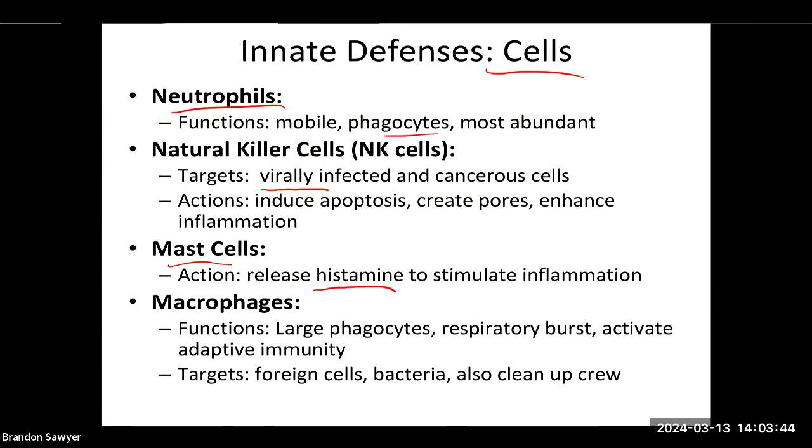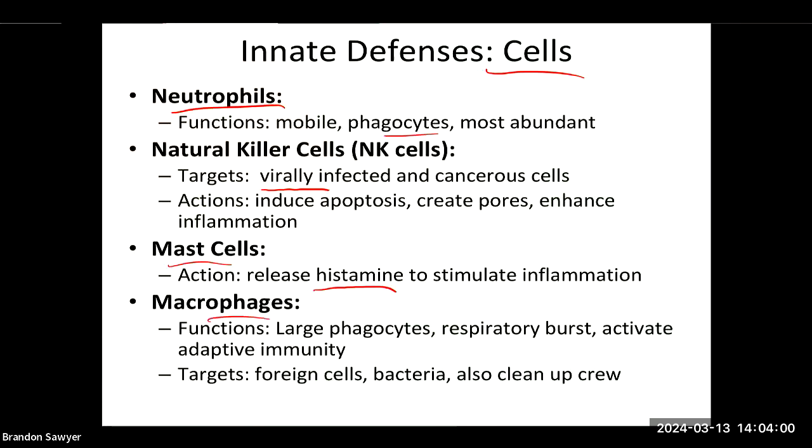How many people took a Claritin or a Zyrtec or an Allegra today? Yeah, antihistamines, right? That's what all of those are. Those are all antihistamines, blocking one or more of the histamine receptors in your body.